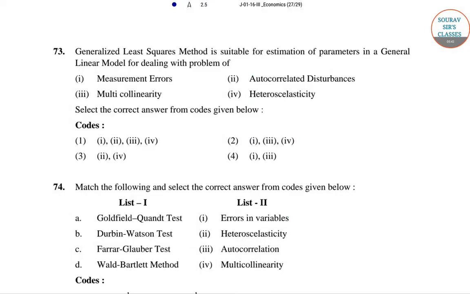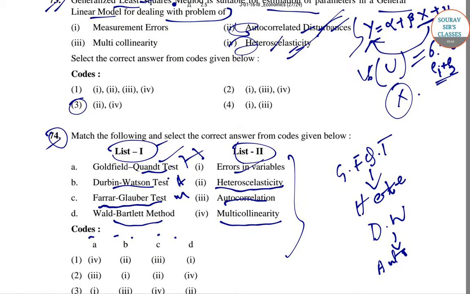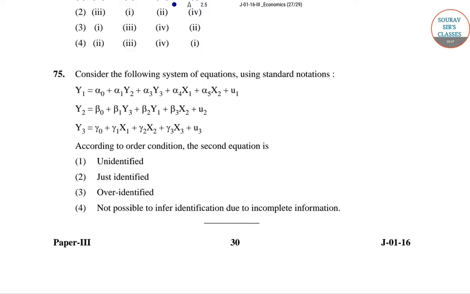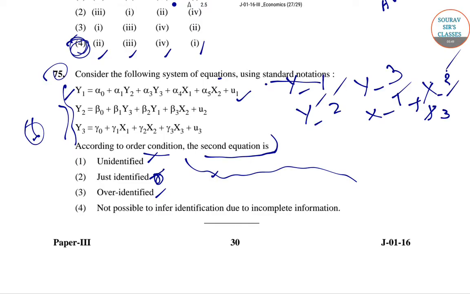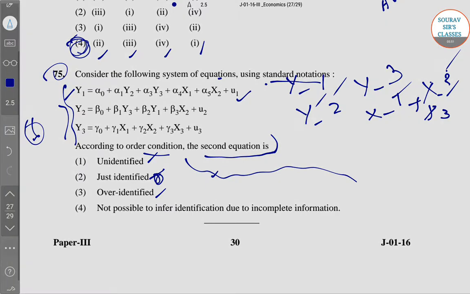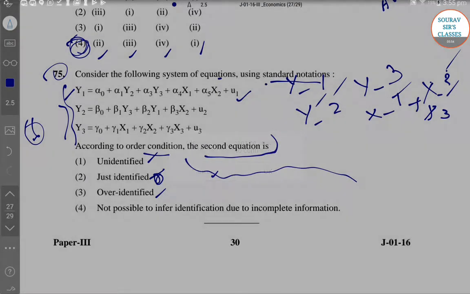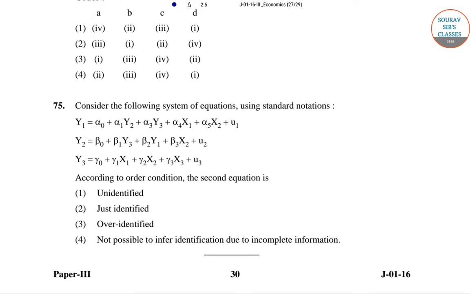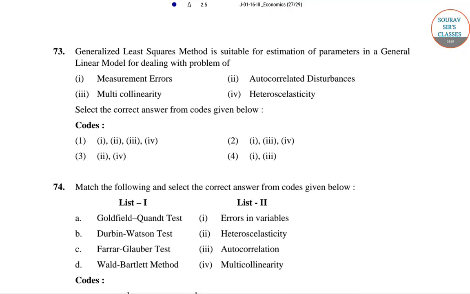So in this video we solved 3 questions: question number 73, question number 74 and question number 75. Now I'll just revise the questions done in this video. I'll give you a couple of seconds to figure out the right answer for these 3 questions. First I'll start with GLS. GLS is compatible with which of these 4? We know GLS is compatible with autocorrelation and heteroscedasticity. So 2 and 4. This is question number 73. The right answer is 3.